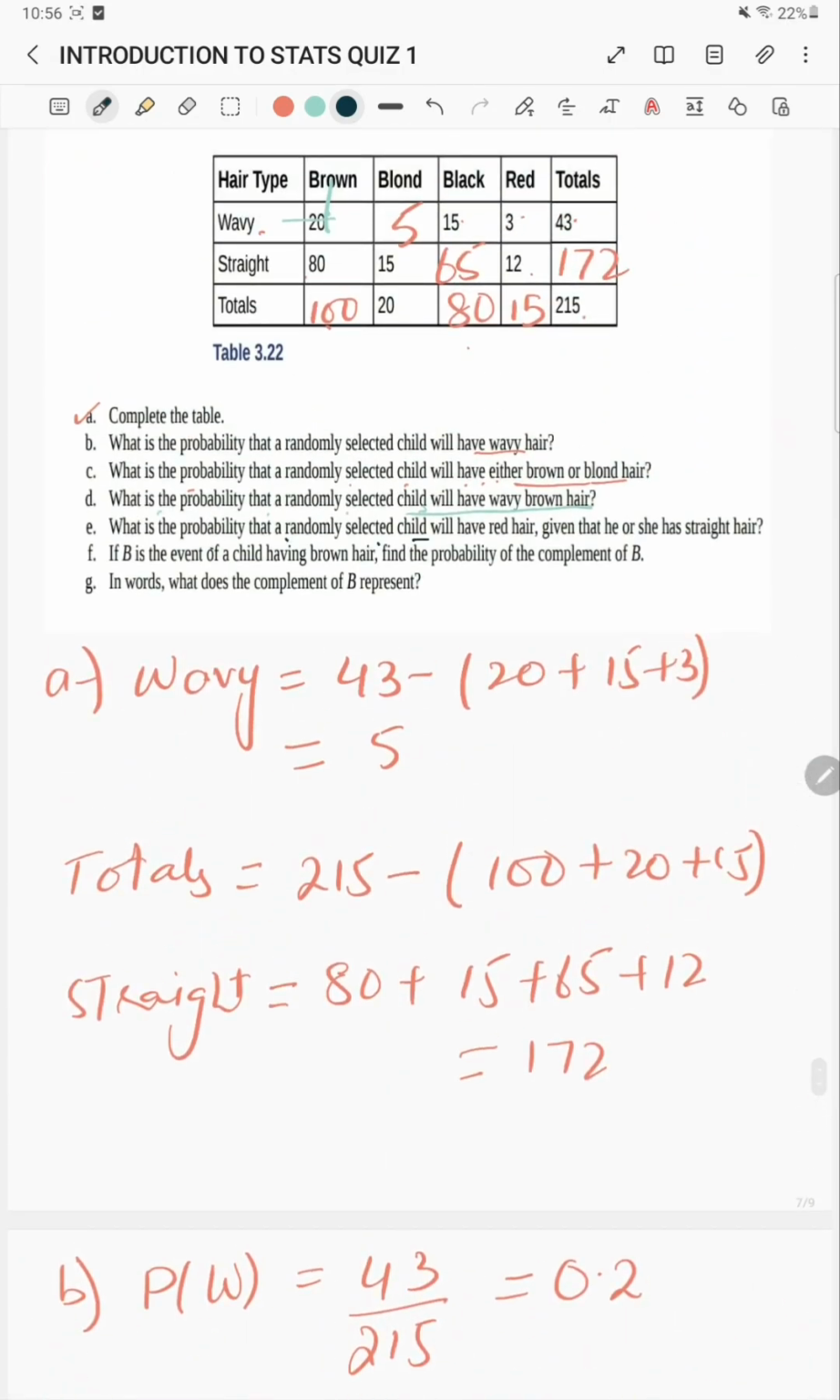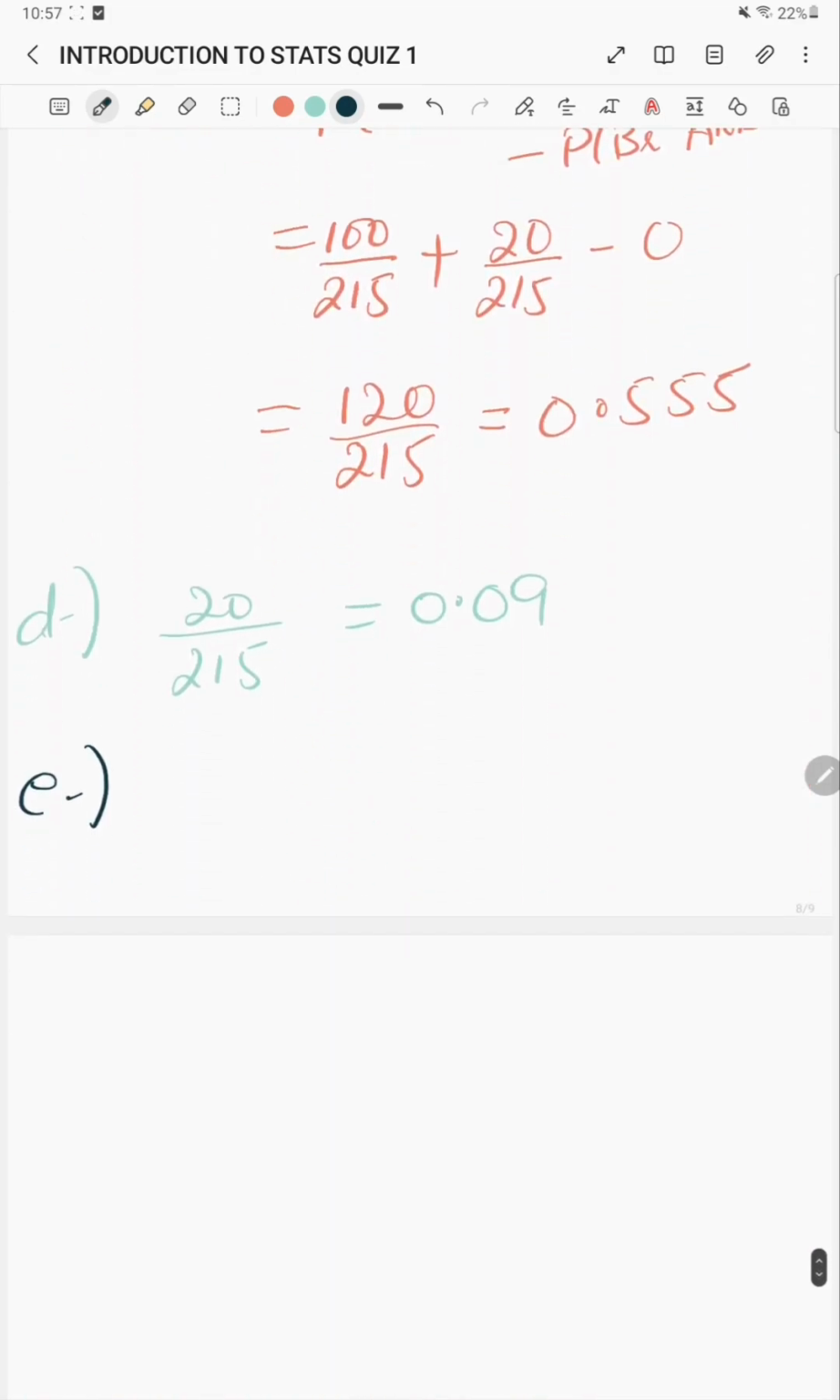Part E. What is the probability that a randomly selected child will have red hair given that he or she has straight hairs? So it's a conditional probability. So it's going to be red hair over straight hair, given that he or she has straight hairs. So what are the red and straight? Red and straight, 12 over 172, which is equal to 0.07. As many students have done this question wrong, so let's do it with the help of the formula.